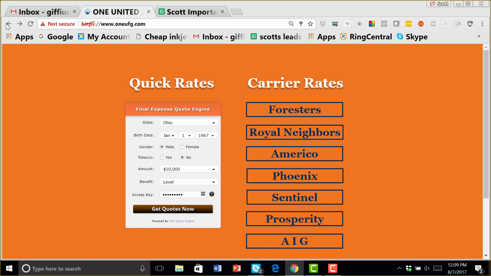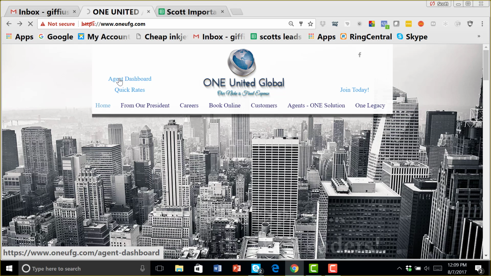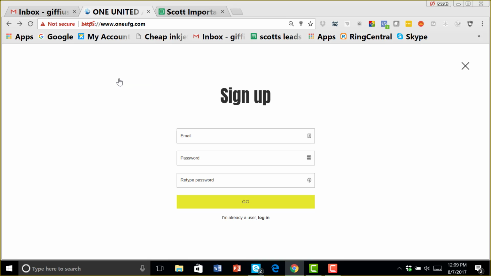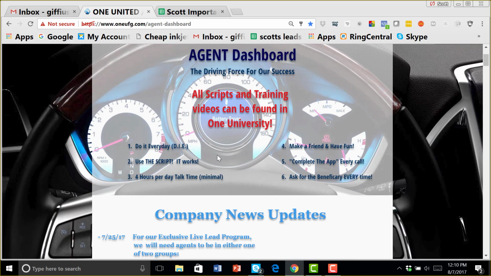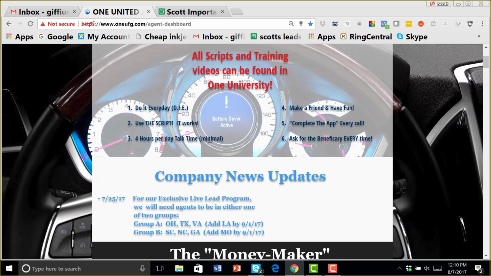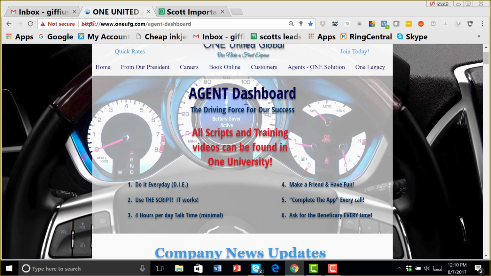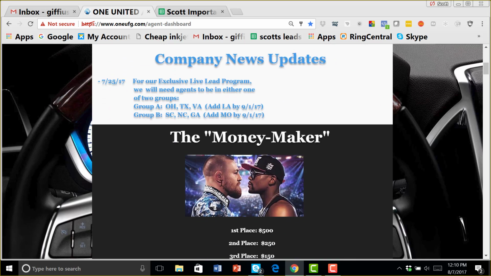And then just press your back button. The agent dashboard is going to ask you now to go ahead and sign in. You only got to do this once. So that's how you get to the agent dashboard. Now, we moved all of the scripts and the training videos over to One United University. I'll show you that in a second. But I wanted to clean this page up a little bit.